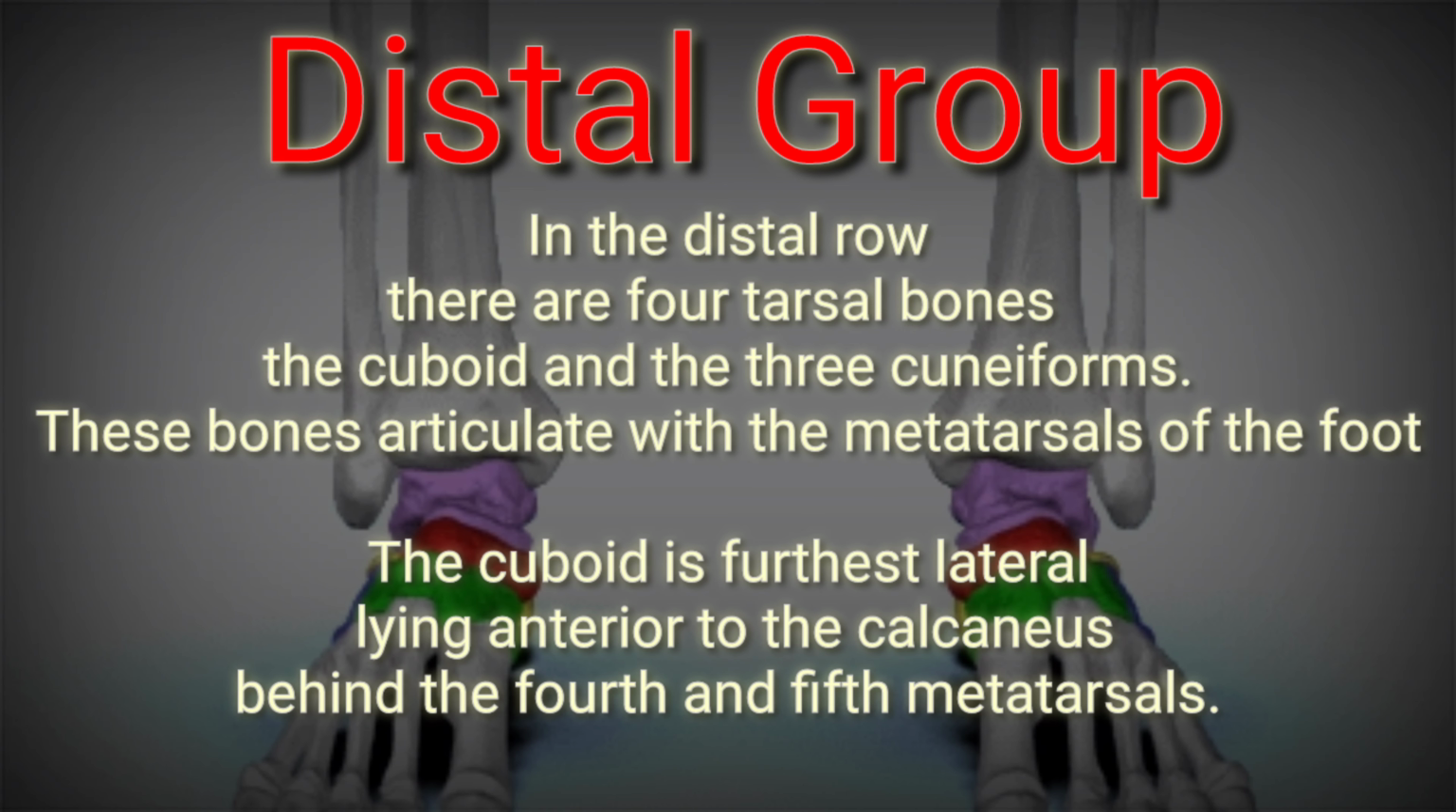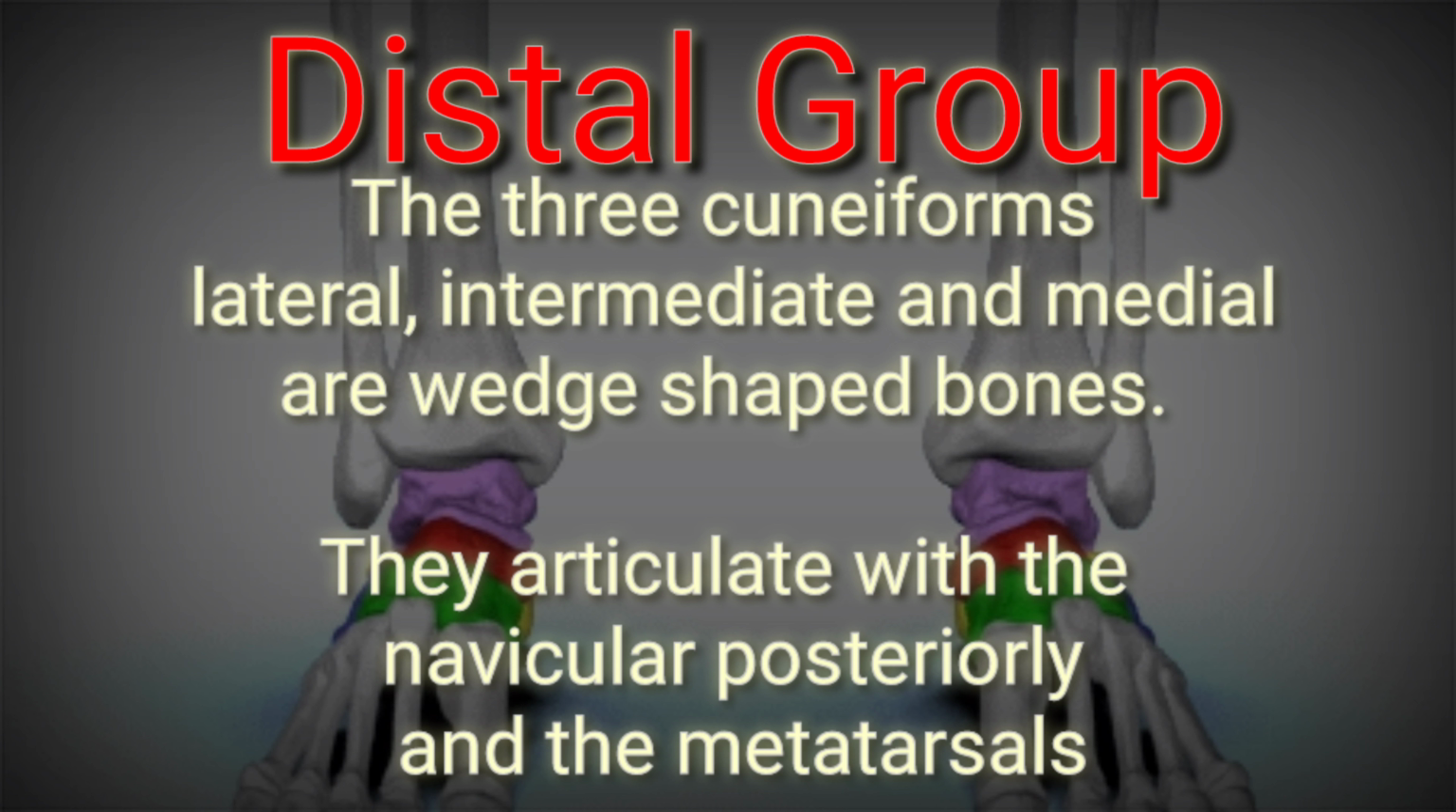Distal group. In the distal row, there are 4 tarsal bones, the cuboid and the 3 cuneiforms. These bones articulate with the metatarsals of the foot. The cuboid is furthest lateral, lying anterior to the calcaneus and behind the 4th and 5th metatarsals.